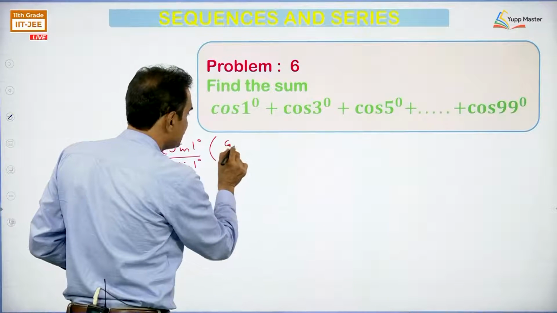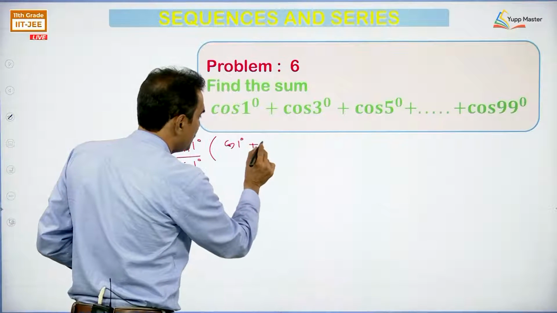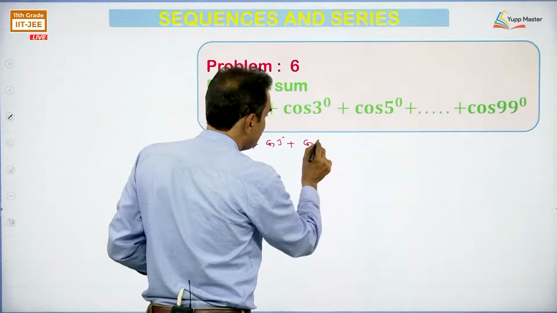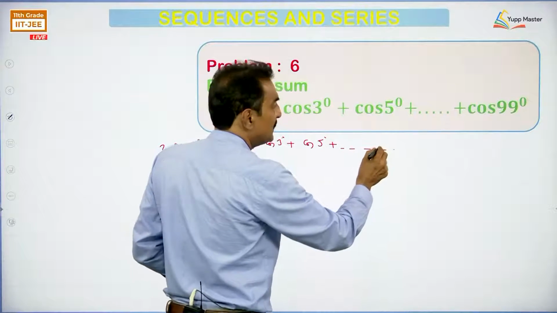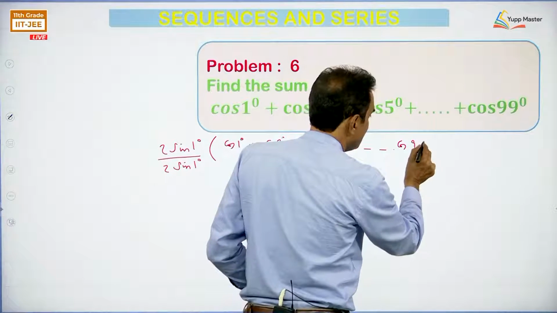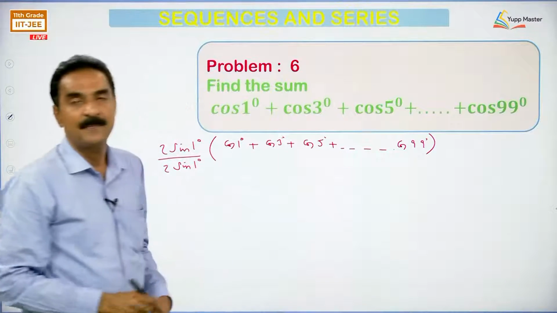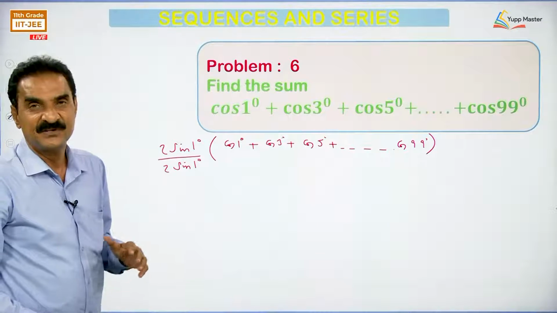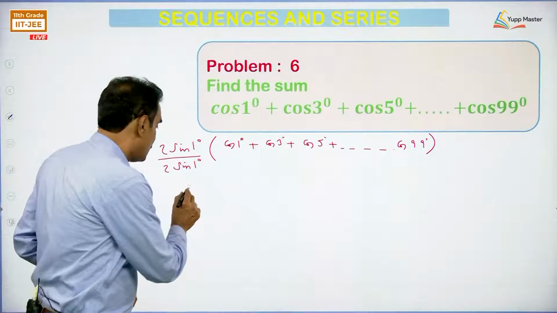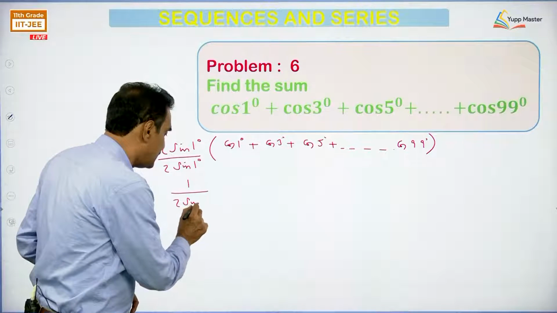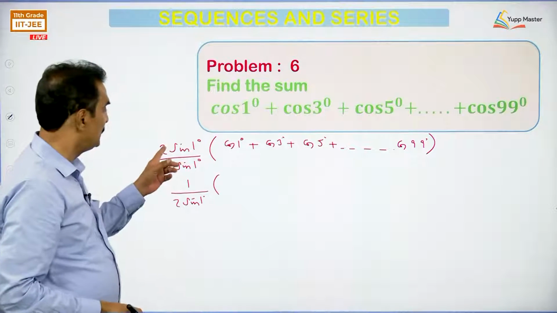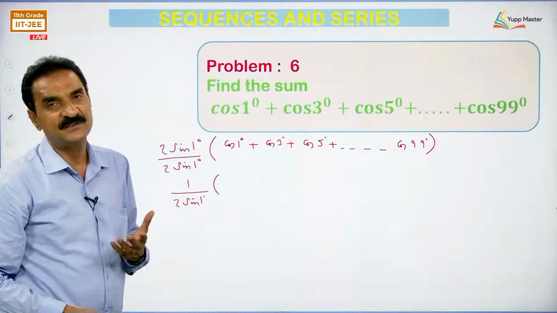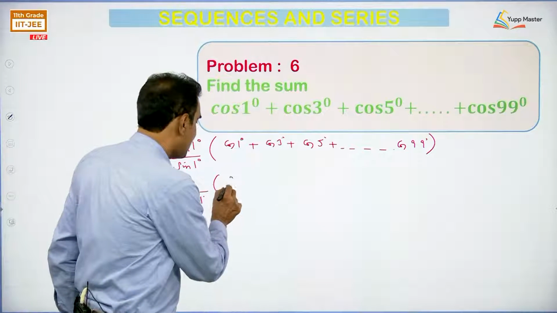Write this sum as it is: cos 1 degree plus cos 3 degrees plus cos 5 degrees and so on, up to cos 99 degrees. Now, taking 2 sine 1 inside, we will apply transformations and make it a telescoping series. 1 by 2 sine 1 degree into 2 sine 1 cos 1. No need to apply any transformations. 2 sine theta cos theta is sine 2 theta. So, it is sine 2 degrees.